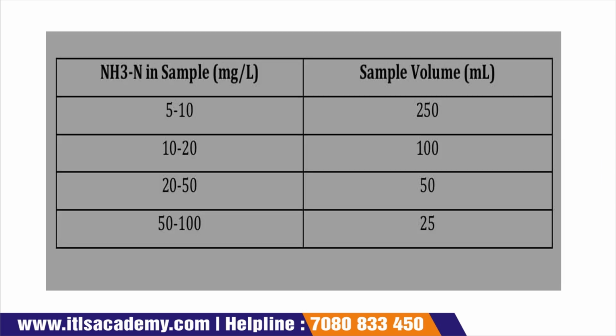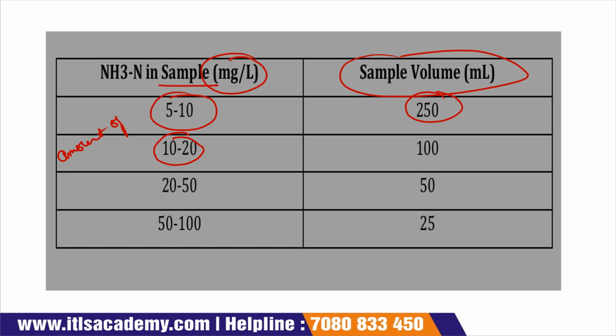The first column is for ammonia in sample, milligram per liter, and then we take a volume of the sample. If the amount of ammonia in the sample is around 5 to 10 milligram per liter, then we take a sample of around 250 ml. If the amount of ammonia in the sample is around 10 to 20 milligram, then we take a sample volume of around 100 ml.